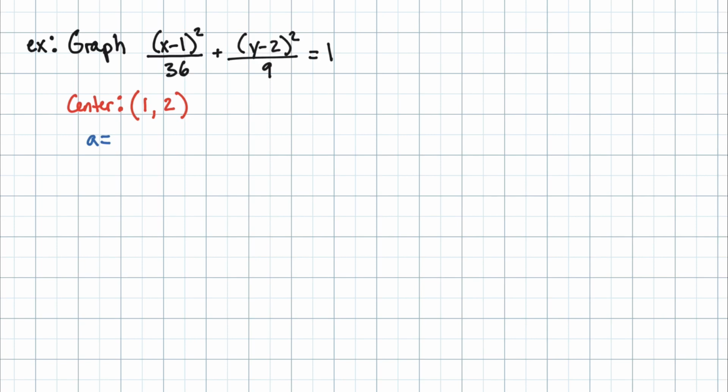Well, this quantity underneath x is a squared. So if a squared is equal to 36, then I can square root that, and I know that a is going to be 6. This 9 represents b squared. So I know that b, if I take the square root of 9, is going to equal 3. And that's all we need to draw the ellipse.